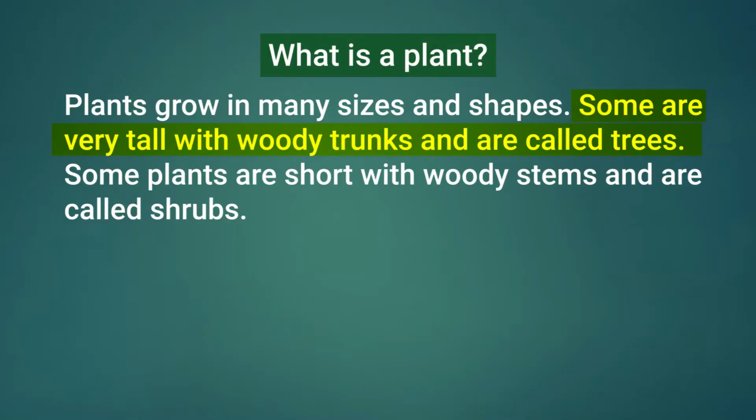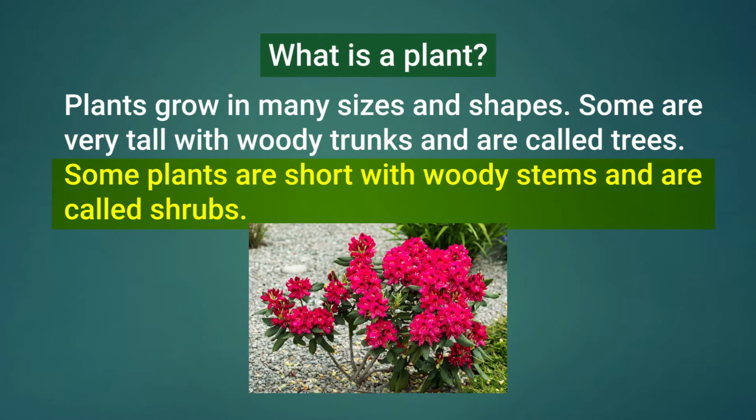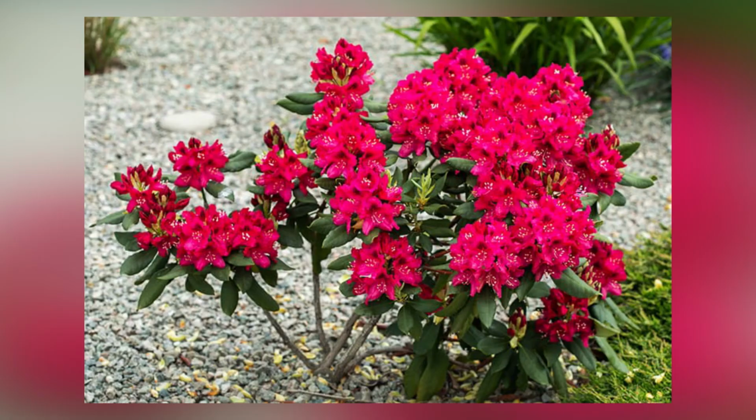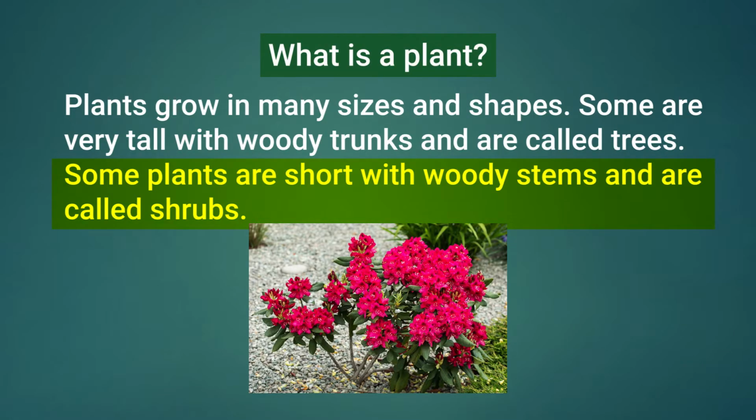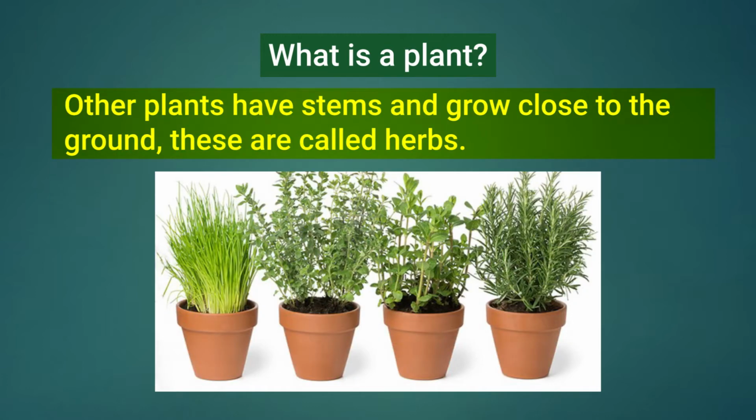Yes, some are very tall and woody, with woody trunks, and are called trees, while some plants are short like these here. Yes, some are short with woody stems and are called shrubs. What are they called? Shrubs. Yes, these are called shrubs. Other plants have stems that grow close to the ground like these here, and they are called herbs.